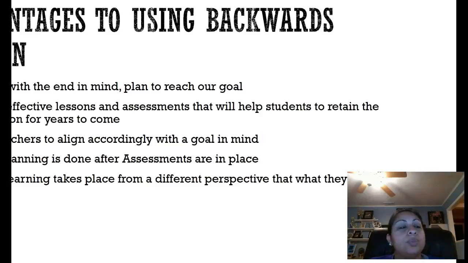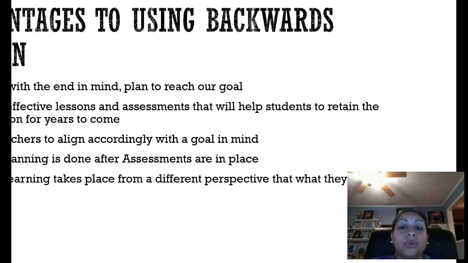This also helps us as teachers, like 6th, 7th, and 8th grade, to remain aligned, because we all have a goal in mind and we all know what we expect our students to know at the end of the year. Another advantage is that lesson planning is done after the assessments are in place. So that helps us to plan accordingly. And the next advantage that we have is that students' learning takes place from a different perspective, and it's not usually what they're used to.